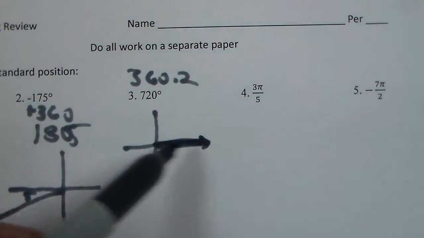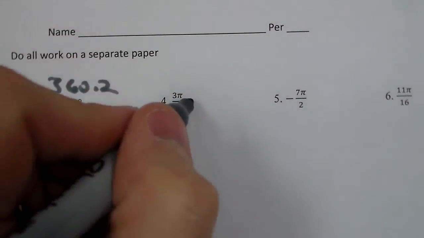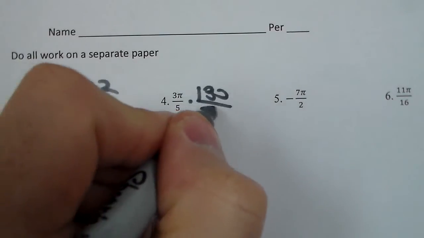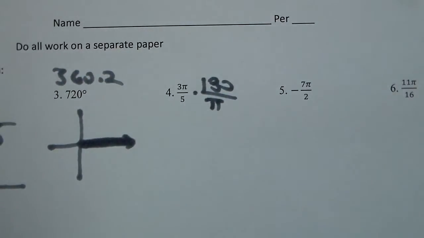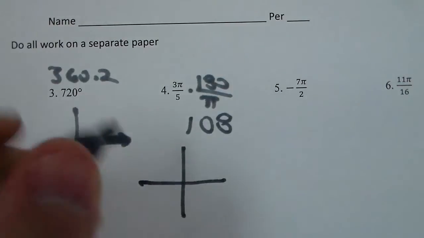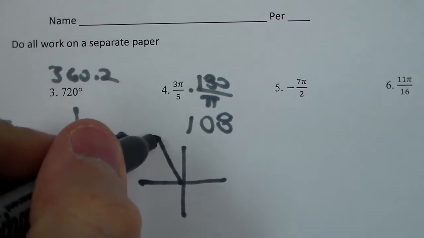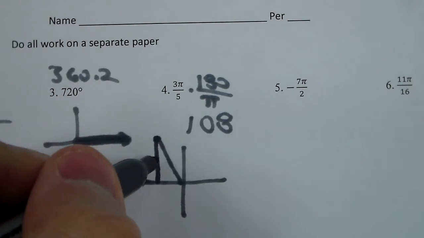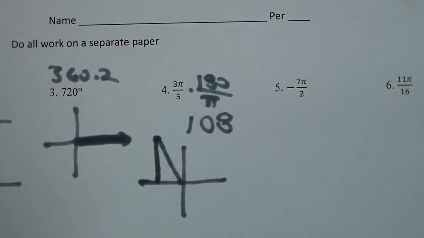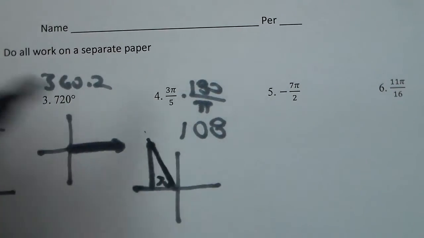3 pi over 5 we could convert by doing 180 over pi, get that into degrees. So really it's going to be 180 times 3/5, which gives us 108. So this we know it's in quadrant 2. It's past the 90 degrees by 18. So if we wanted to draw that down, 90 minus 18 gives us a reference angle of 72, but this side would be right here.